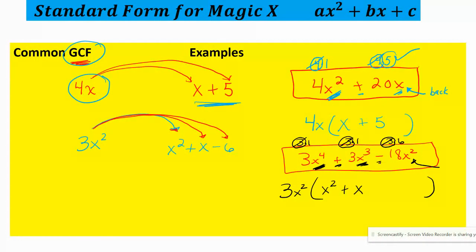And then I bring down the sign. And then in the back, I had 3 times 6, so I still have a 6 left. And the x squared I completely pulled out, and I'm done. I'm just going to move my parenthesis over. So you can see this part matches this part, and 3x squared matches the GCF.